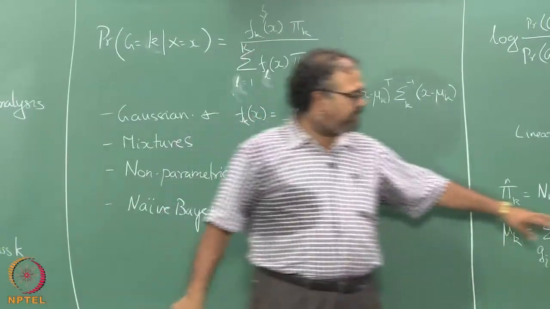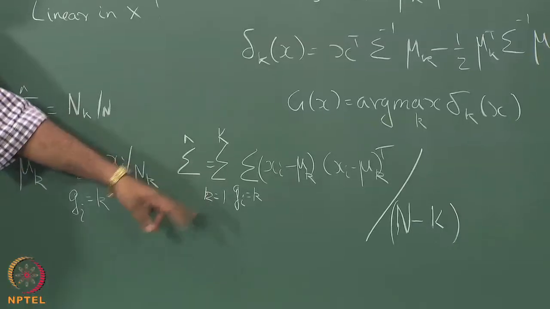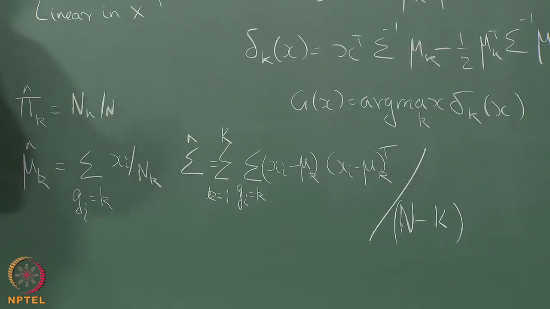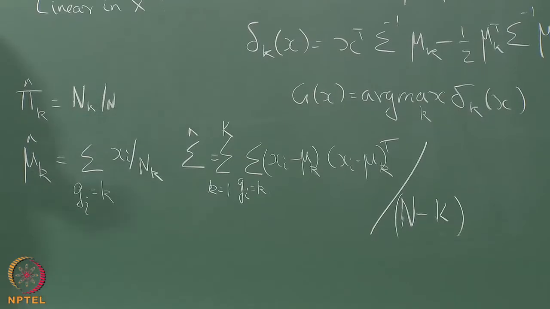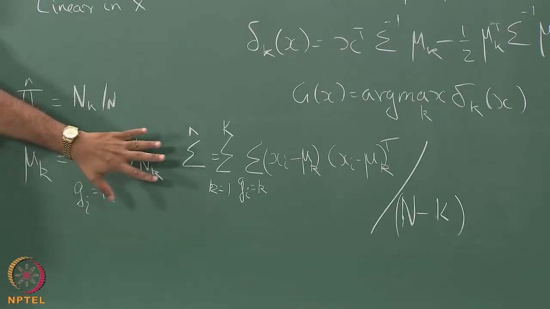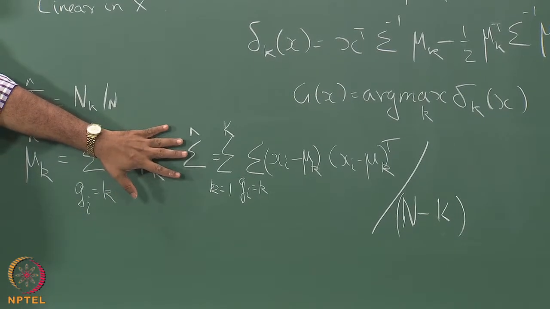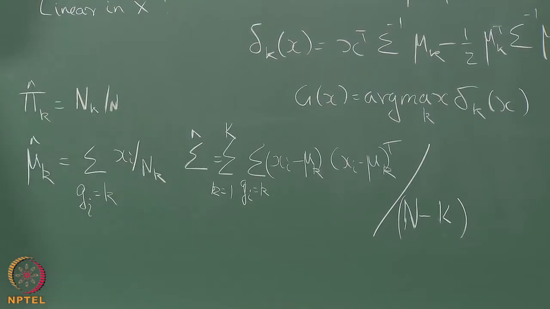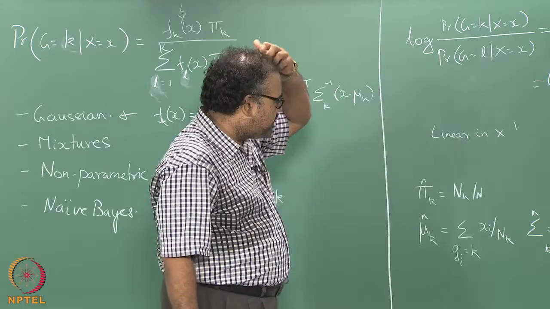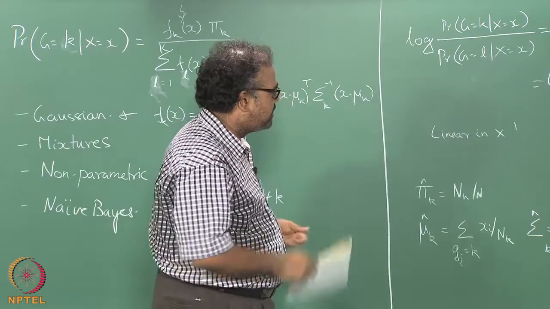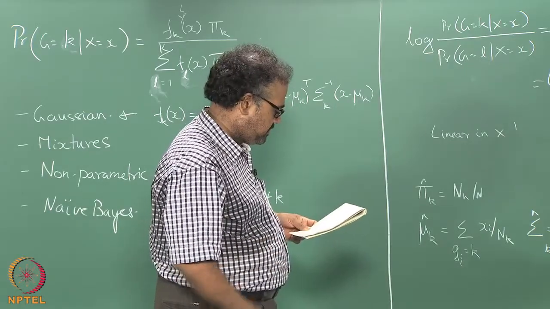This is a slightly different way of doing the variance as opposed to computing the variance of each class and taking some kind of a mean. This gives you a slightly more robust estimate of the variance. So this is called a pooled estimate.